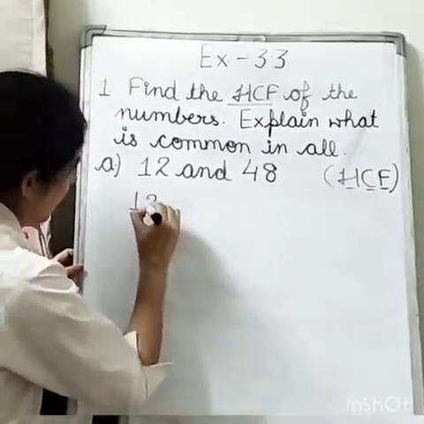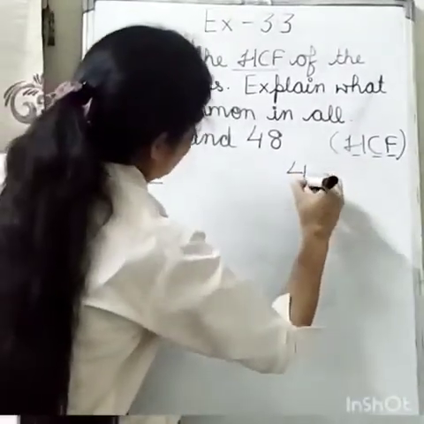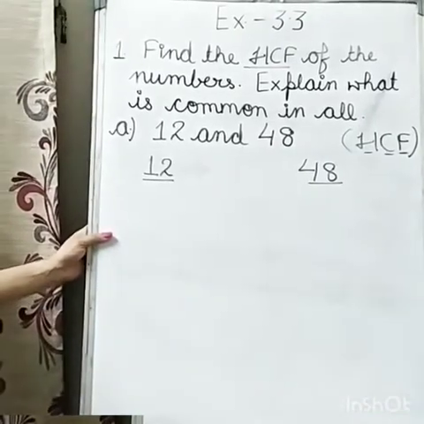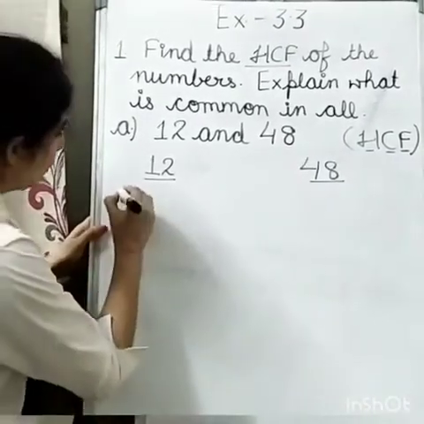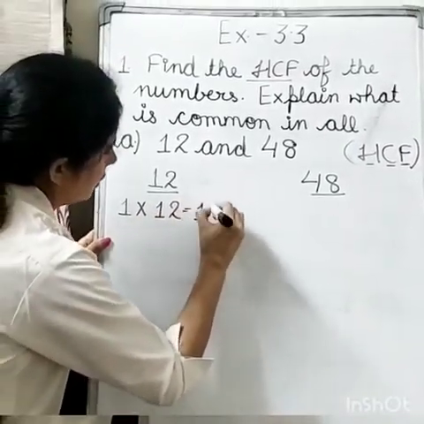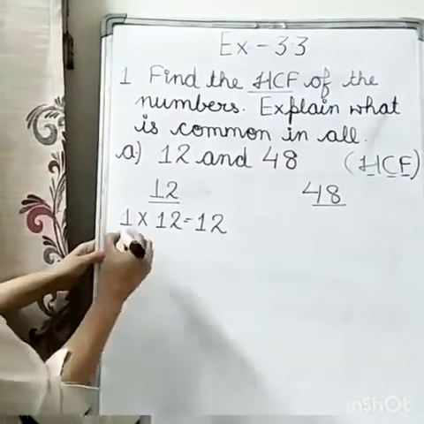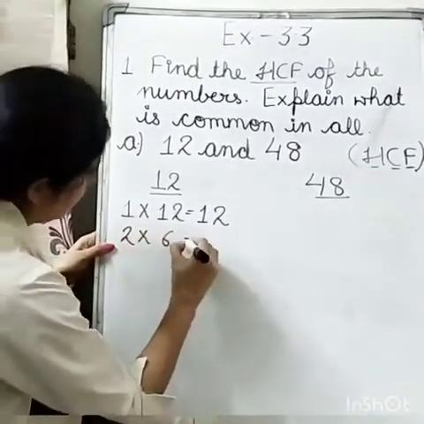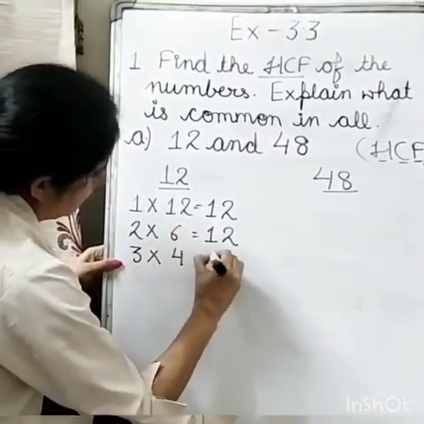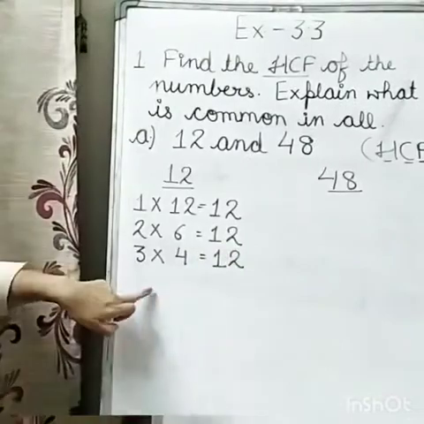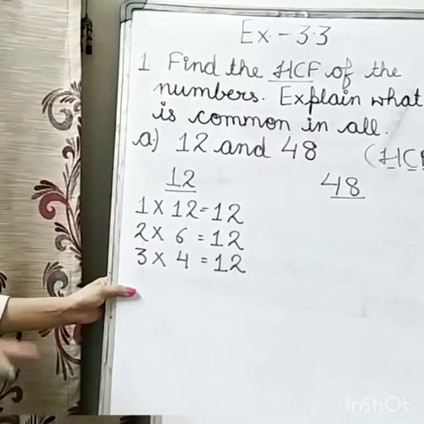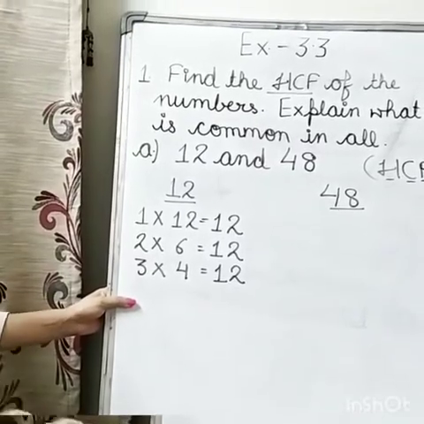For factors, we will write 12 over here and 48 over here. We will find the factors by multiplication method. 1 is the factor of every number. You have learned this earlier also. 1 12s are 12. 2 6s are 12. 3 4s are 12. Our next factor group will be 4 3s are. That is repetition. Where the repetition starts, stop there.